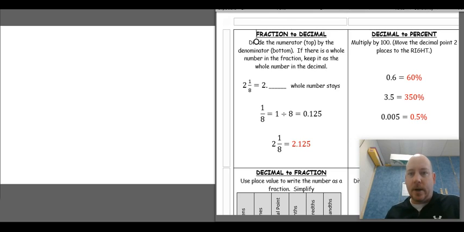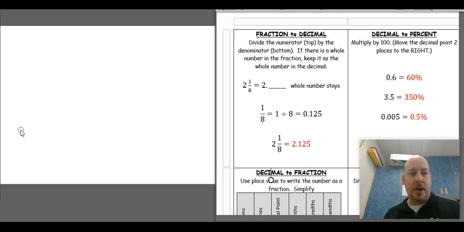All right. So again, I've got some notes thrown together over here we can look at. Okay. So fractions to decimals. Essentially, we want to divide the numerator, the top number in that fraction, by the denominator, the bottom number. If there's a whole number in the fraction, we don't want to change to improper and then do all that. Just keep it as the whole number in the decimal.